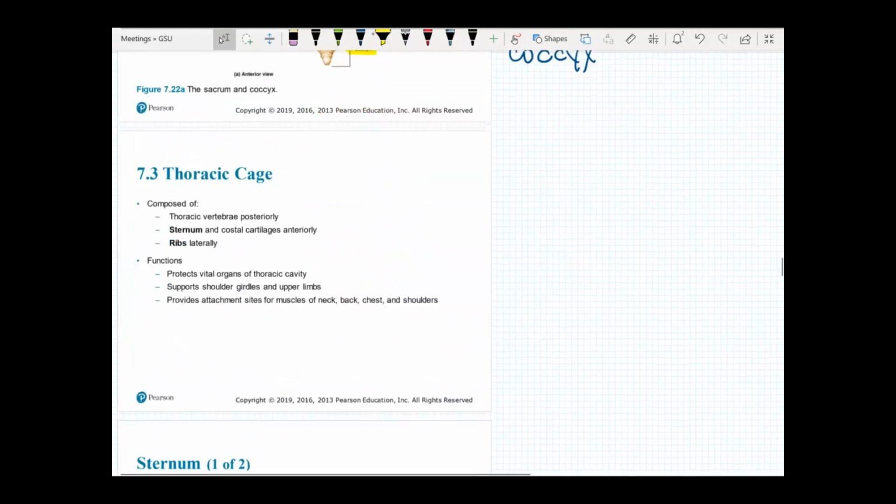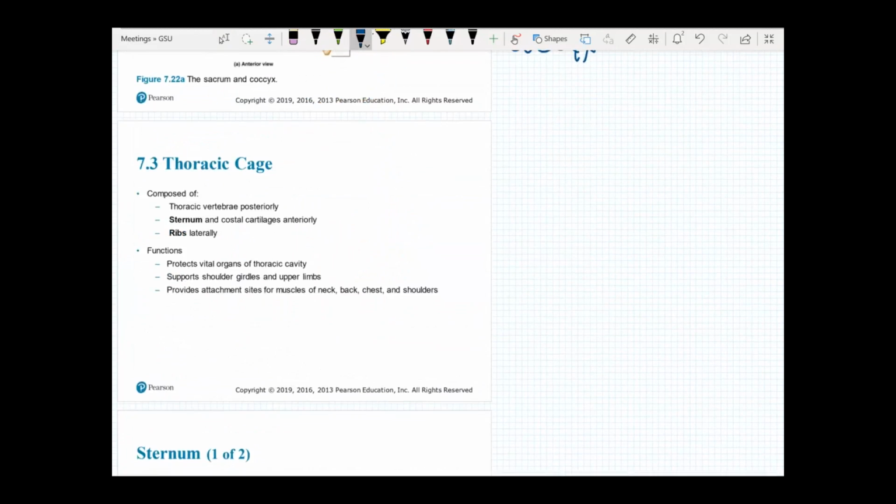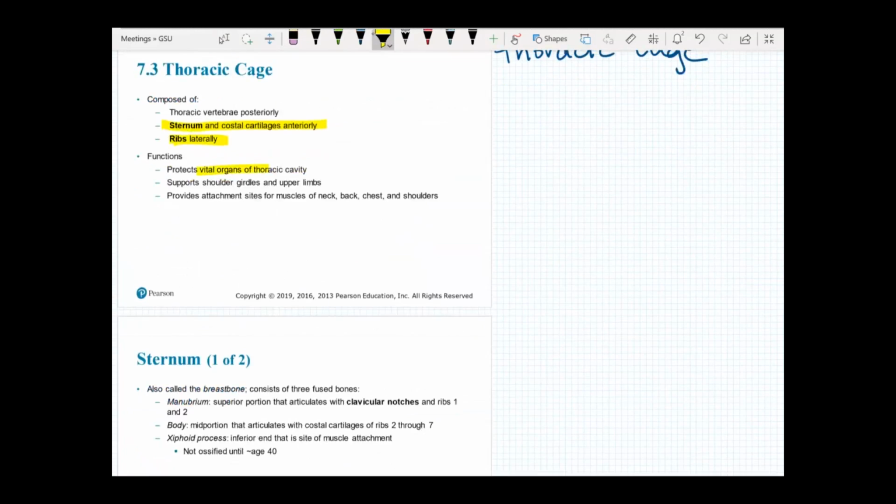Okay, so the last part of our axial skeleton is going to be our thoracic cage, or our sternum and our ribs. So this is the area that will be made up of your sternum anteriorly, and your ribs are going to be lateral. So the whole purpose of this is to protect your vital organs in your thoracic cavity. So it will really cover up your heart, your lungs, your top part of your digestive tract, your throat, your esophagus as it travels down into the torso. So it's really, really important for protection.